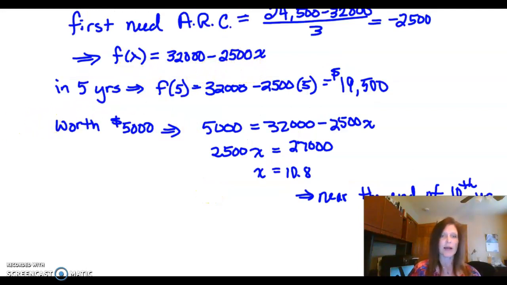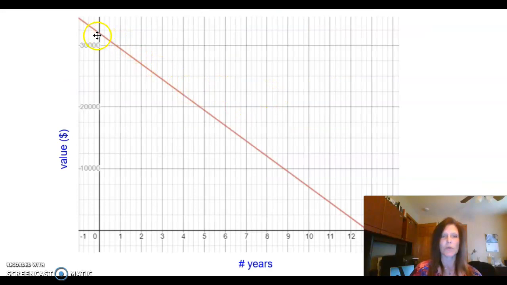Now, if I were to take this function, 32,000 minus 2,500x, and graph it, I would see this. Okay, so here's my y-intercept, right? There's the 32,000. So the y-intercept is the initial value at time 0 at the very beginning. And then I can see the rate of change. It's decreasing $2,500 every year that we move forward.